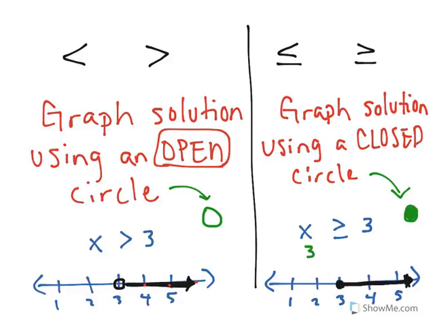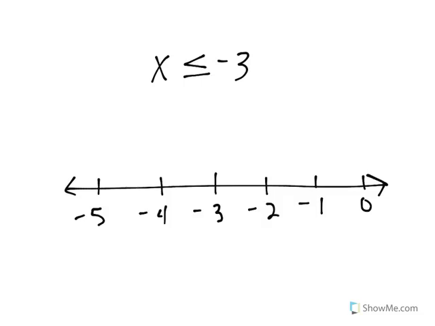If I put a 3 here for x, that is true because of this equal part. So my circle is now closed. 3 is a solution for this inequality, as are 4, 5, and so forth. So my line is still going to the right, but now my circle is closed. Okay, let's look at x is less than or equal to negative 3.